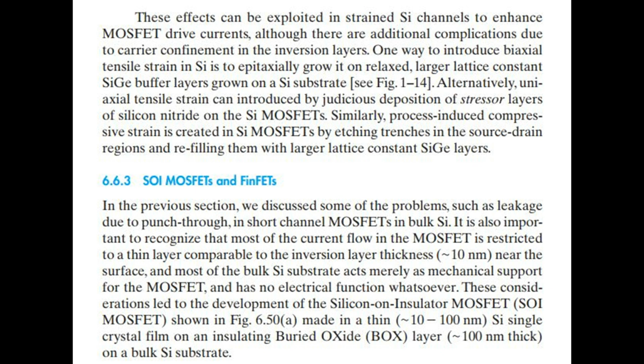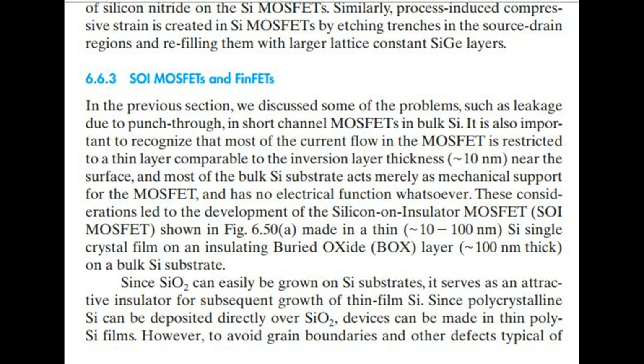SOI MOSFETs and FinFETs. In the previous section, we discussed some of the problems, such as leakage due to punch-through, in short-channel metal oxide semiconductor field effect transistors in bulk silicon. It is also important to recognize that most of the current flow in the MOSFET is restricted to a thin layer comparable to the inversion layer thickness, 10 nanometers, near the surface, and most of the bulk silicon substrate acts merely as mechanical support for the MOSFET, and has no electrical function whatsoever.